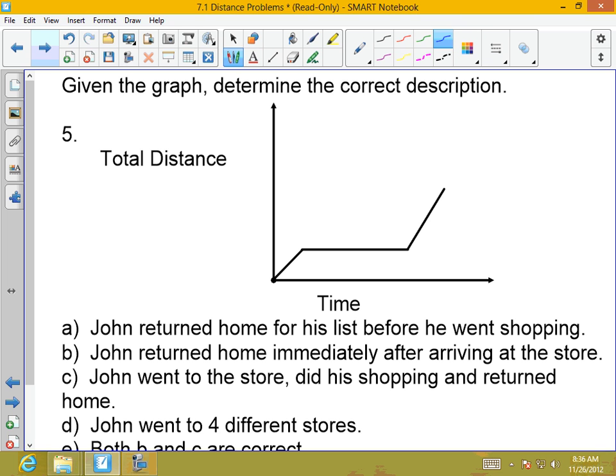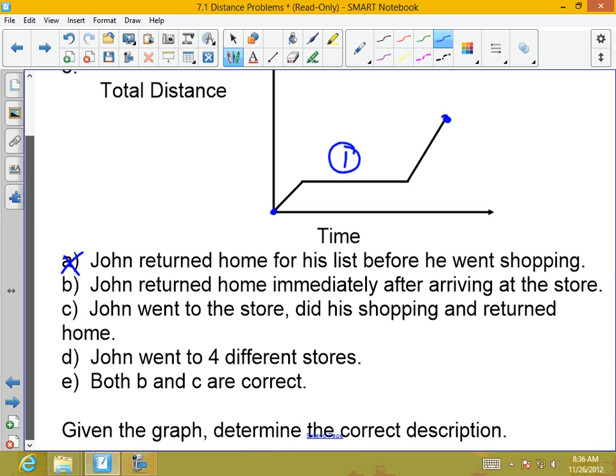Now, this is total distance. So, guess what? He's leaving somewhere. We don't know where. He goes somewhere. But then right here, he could be going back to his original starting point because it's total distance. But he only goes to one store. He only goes to one place. John returned home for his list before he goes shopping? No. John returned home immediately after arriving at the store? No. That would have looked something like this. Immediately home, just a little tiny total distance, it would just look like that.